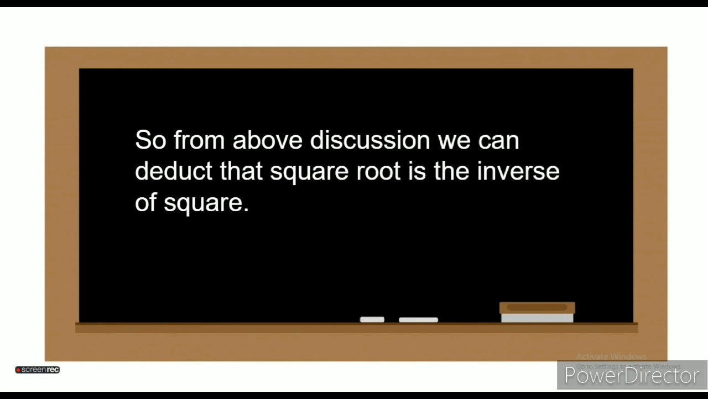Let us understand by one more example. This time we have number 49. We can write 49 as 7 multiplied by 7, which means the square root of 49 is 7. So, from the above discussion, we can deduce that square root is the inverse of square.